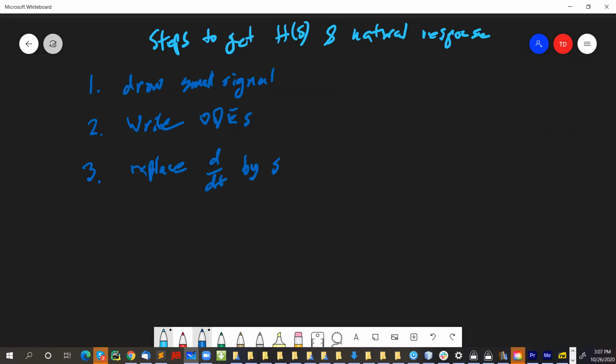And if you have a second derivative with respect to time, you'll replace it by s squared. Because every time you take a derivative of e to the st with respect to time, you get another factor of s in front.